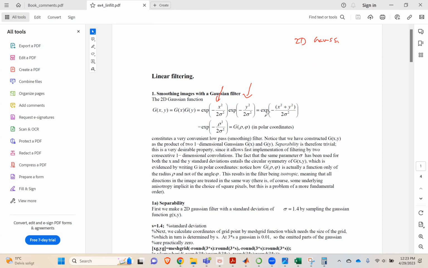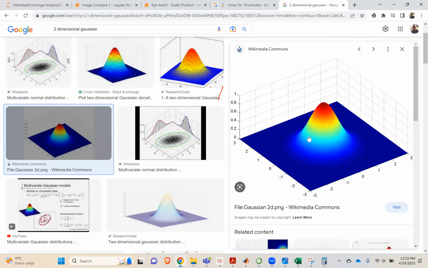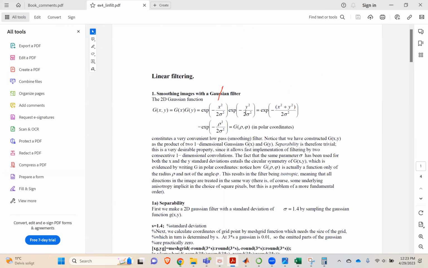Got it? Got it, right? So there is no other way we can construct it directly. We construct it like how I construct that matrix. I just multiply two vectors, right? Likewise, this is constructed by multiplying two Gaussians. So this is always separable into two Gaussians. So what we will do, we apply one Gaussian first, then for the result, we will apply the second one.